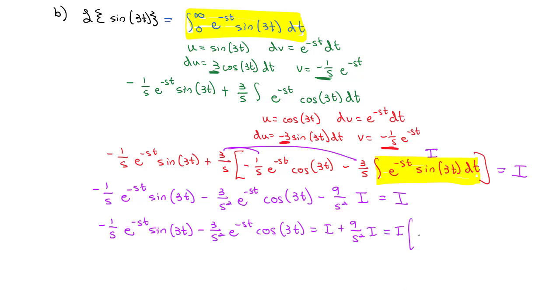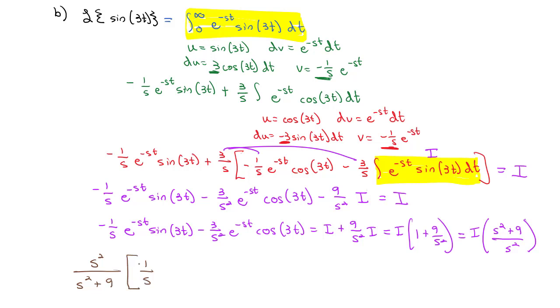And if we factor out the I, we get 1 plus 9 over s squared. And if we get a common denominator on that, it would be s squared plus 9 over s squared. And so to clear that fraction, we're going to multiply by the reciprocal, which gives us s squared over s squared plus 9 times our 1 over s negative e to the negative st times the sine of 3t minus 3 over s squared e to the negative st times the cosine of 3t is equal to our integral.